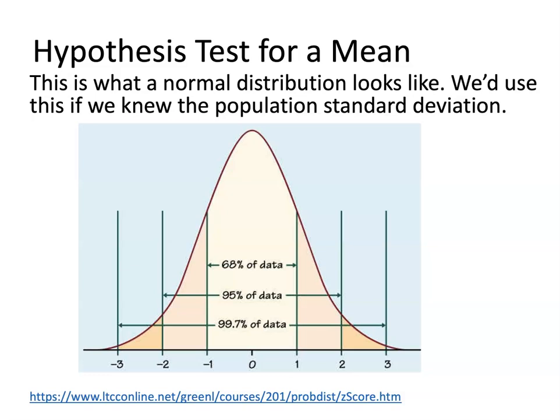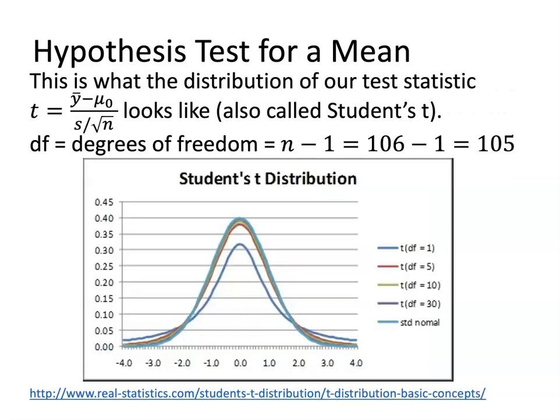This is what a normal distribution looks like. We would use this if we knew the population standard deviation, because this is what the distribution of x bar would look like. Well, we don't have the population standard deviation. This is what the distribution of our test statistic t equals y bar minus mu sub 0 over s over square root n looks like. It's also called the student's t. We're using this because we don't know the population standard deviation.